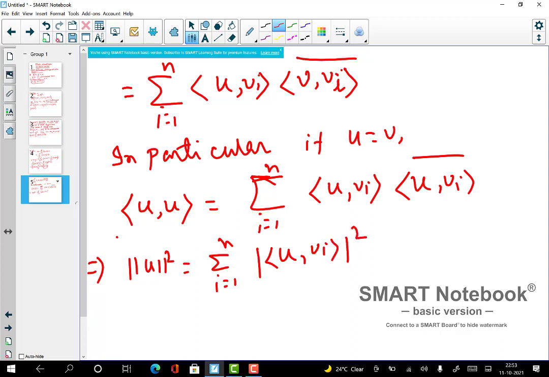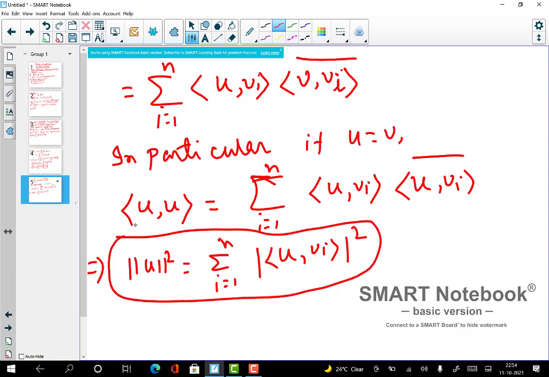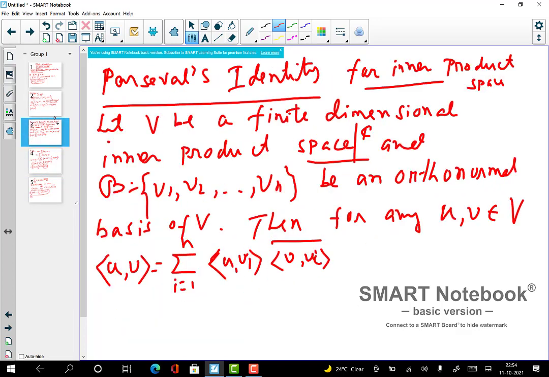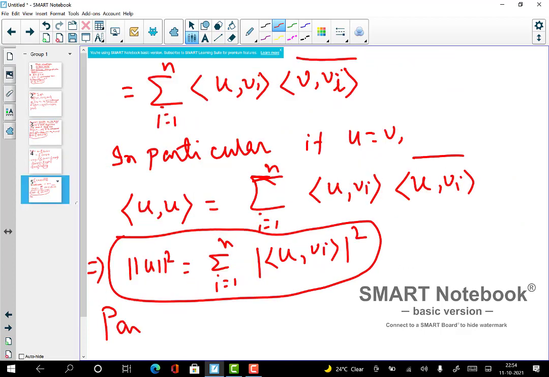Okay, and in many places you can find this called the Parseval identity. This is a particular case, so some people will also say this is the Parseval identity. I wrote the general case because I am telling this is the identity, but some people also write down that this is the Parseval identity for inner product spaces. Okay.